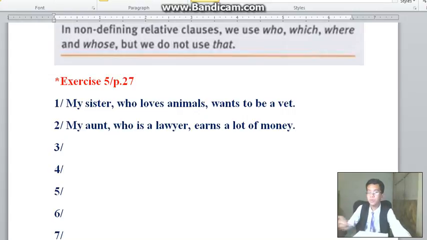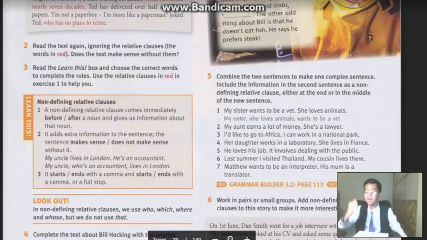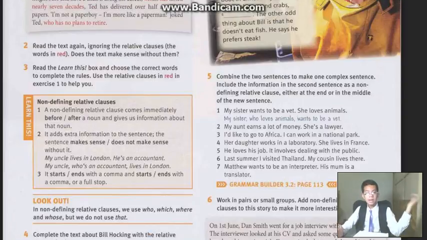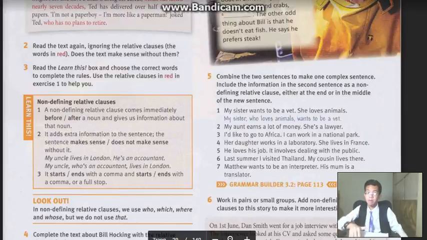So we will do the other sentences the same as number two we have done. Maybe I will not describe anymore because we don't have time. Alright. I would like to go to Africa. I can work in a national park. So we will decide which will be the noun.